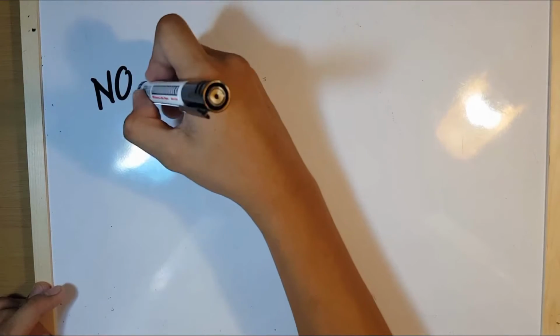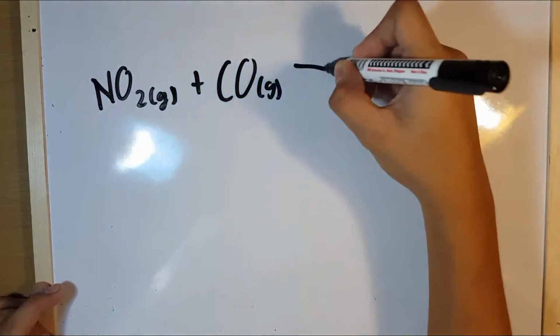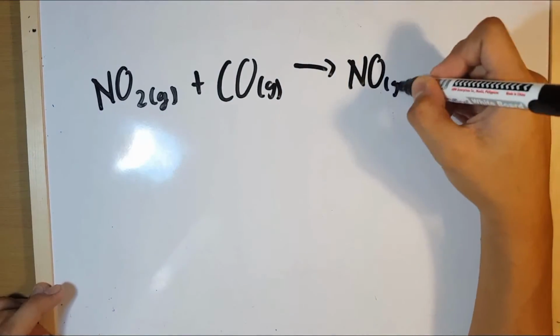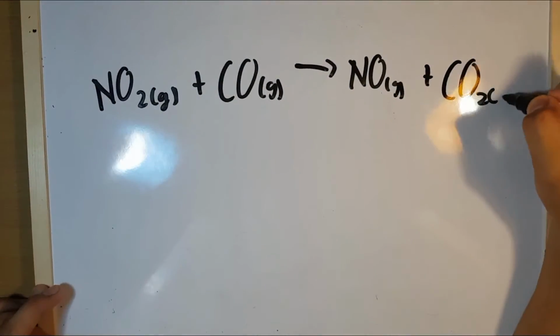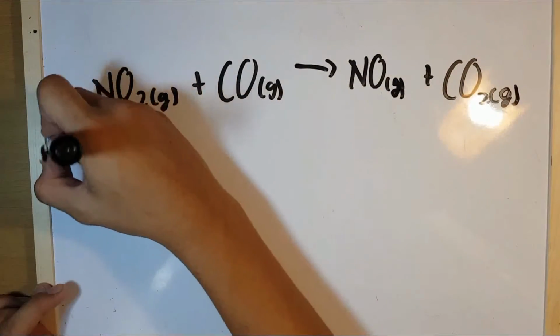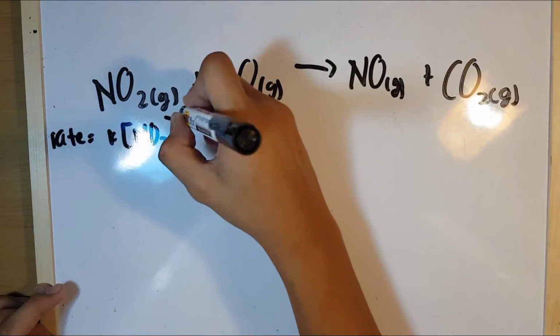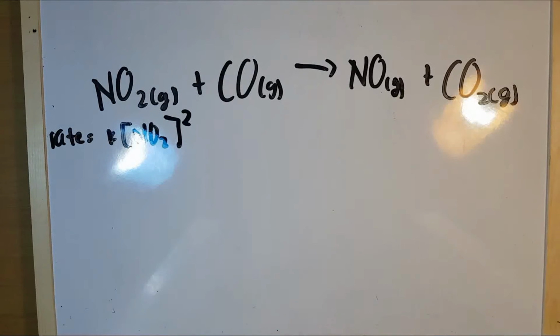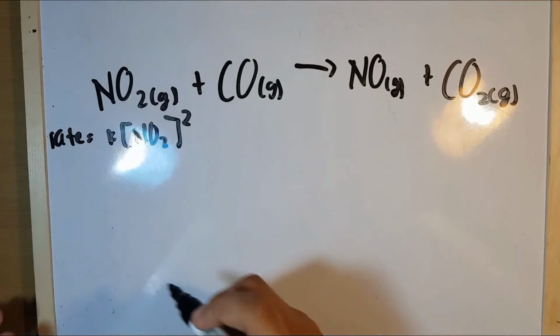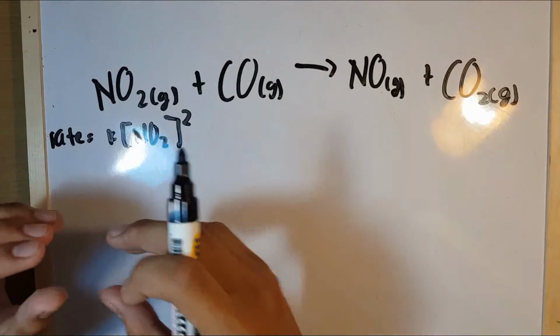As an example, the reaction of nitrogen dioxide and carbon monoxide has been found to be second order with respect to nitrogen dioxide and zero order with respect to carbon monoxide below 225 degrees Celsius. The balanced equation for the overall reaction shows the stoichiometry, but does not necessarily mean that the reaction simply occurs by one molecule of nitrogen dioxide colliding with one molecule of carbon monoxide.